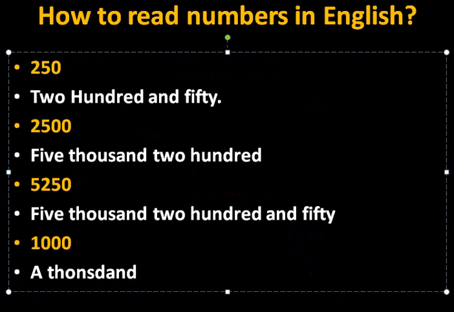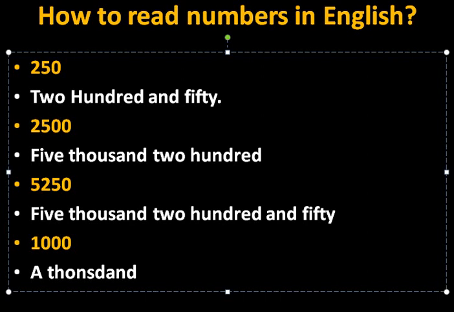Now, the third thing that you have to learn in this unit is how to read numbers in English. Look at these numbers. 250. I don't say "two hundred fifty." By the way, it's not wrong, but this is the British way. In American English, they say "two fifty," but the British say "two hundred and fifty."